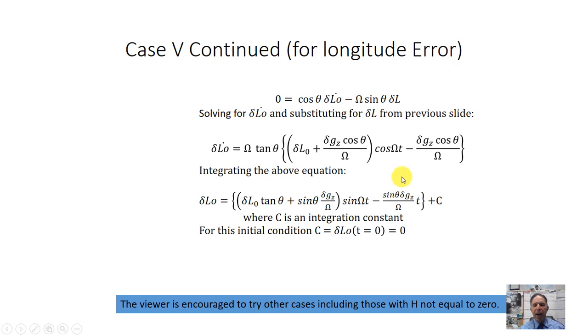We also had a constant for delta L, which now gets multiplied by t in the integration process. The c is an integration constant, which for delta L longitude at t equals 0 would equal 0. The viewer is encouraged to try other cases, such as those cases with transport rates and those cases with heading not equal to 0.